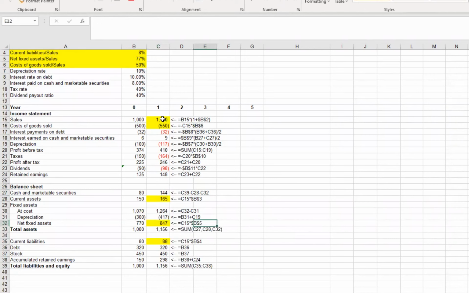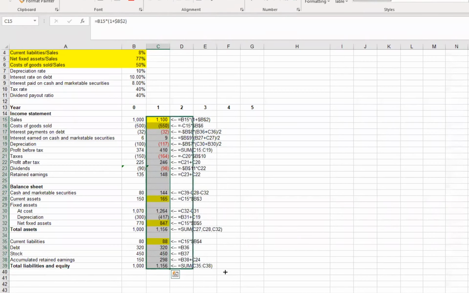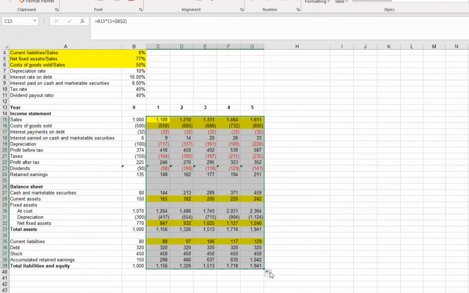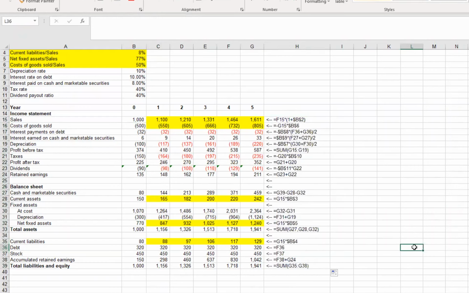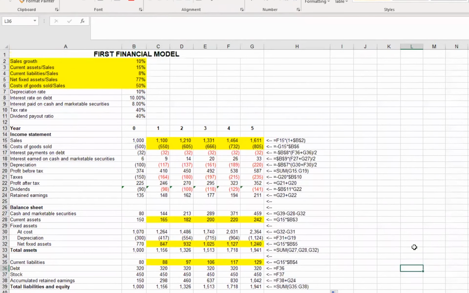Okay, good. Let me check all these formulas again, and it seems pretty good. So I can just go ahead and drag all the way to the 5th year. And show the formula again. And we can complete this part.